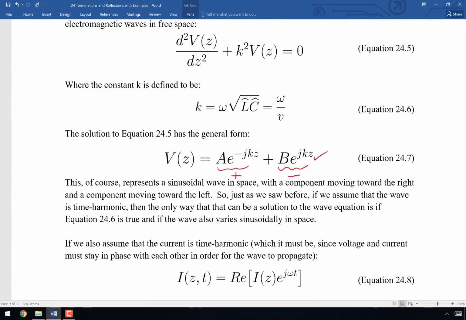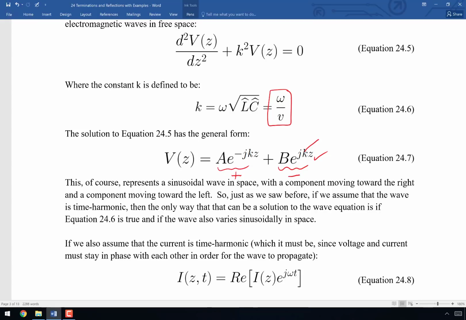So, just as we saw in free space, if we assume that the signal or that the wave is varying sinusoidally in time, then the math requires that it also vary sinusoidally in space. And not only that, but the rate at which it varies sinusoidally in space, which is this constant k, is going to be specified by the rate at which it changes in time divided by the velocity of propagation. So we're going to find that there is a wave that's moving sinusoidally in time and sinusoidally in space, and the relationship between those two is going to be related by equation 24.6.